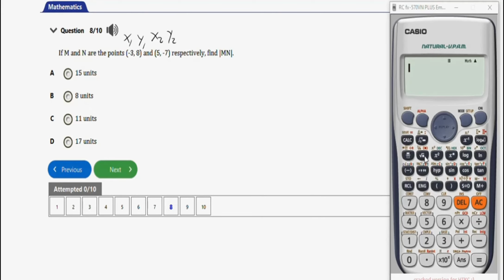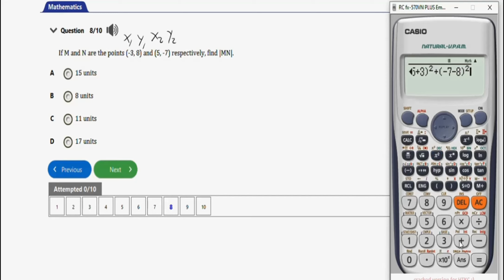So we're going to have square root of, in brackets, x2, that's 5, minus x1 is minus, so it will be 5 minus minus 3. So minus times minus is plus, so we're going to have plus 3 instead. Okay, squared, plus in brackets, then y2 is minus 7, then minus 8, that's our y1, 8, squared. So that's it.